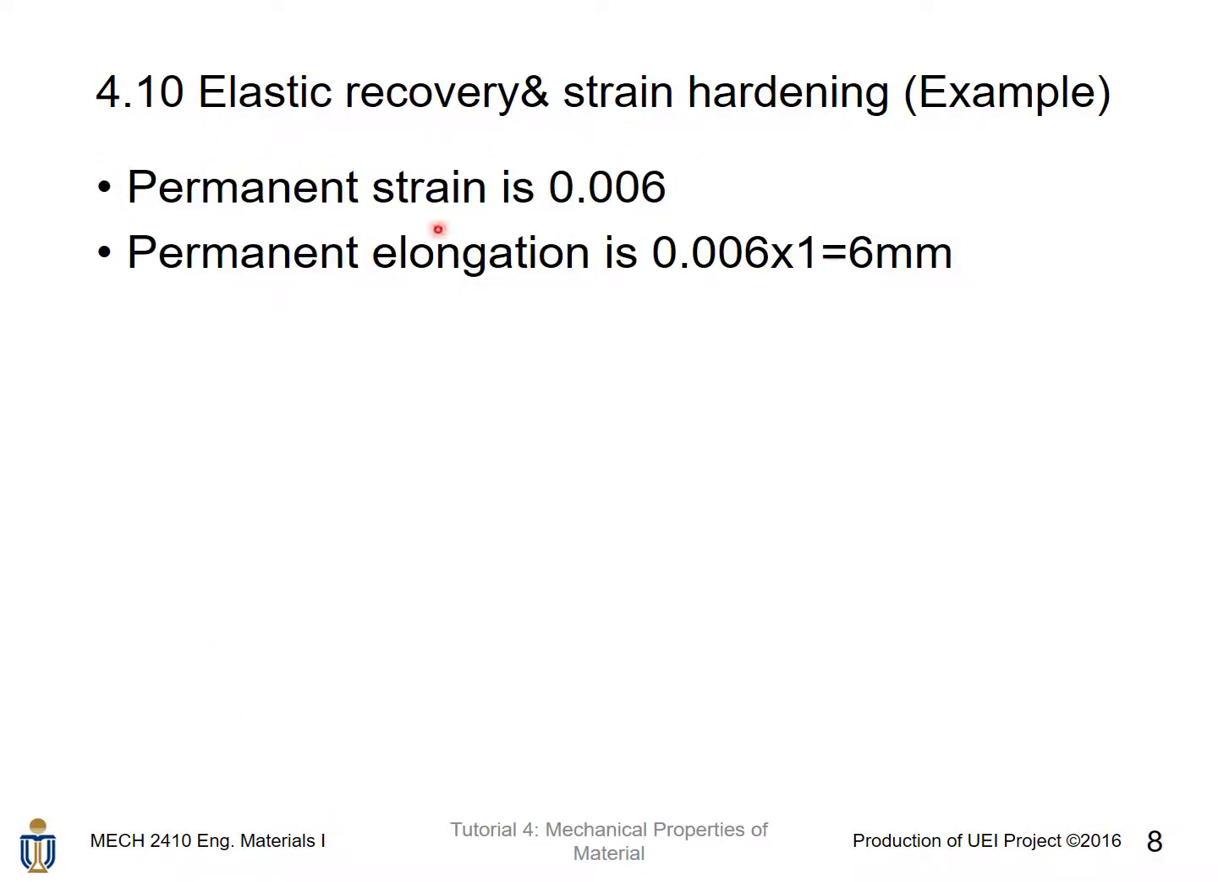Okay, permanent strain is 0.006, and permanent elongation is basically 0.006 times 1, where 1 is the original length, and the permanent elongation is 6 mm.